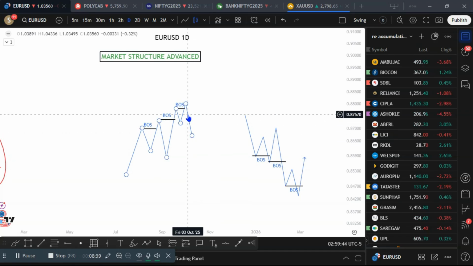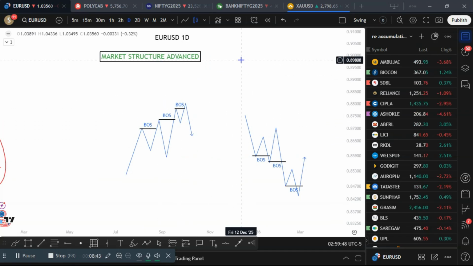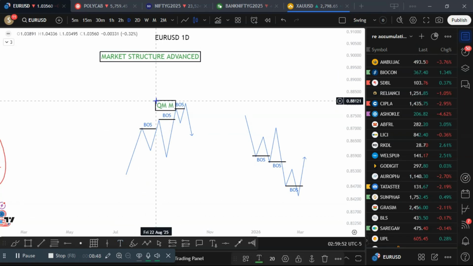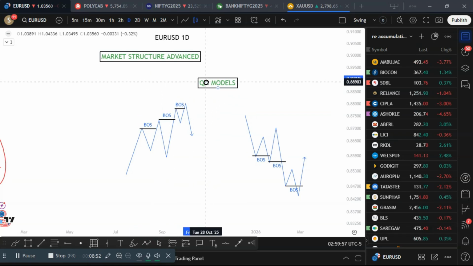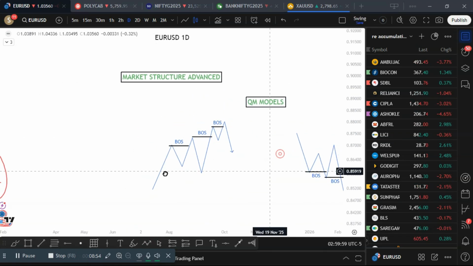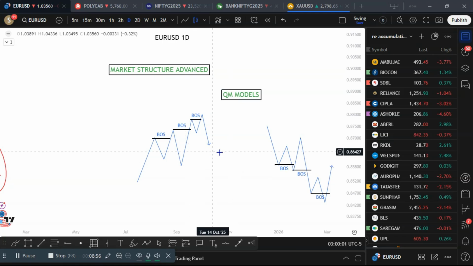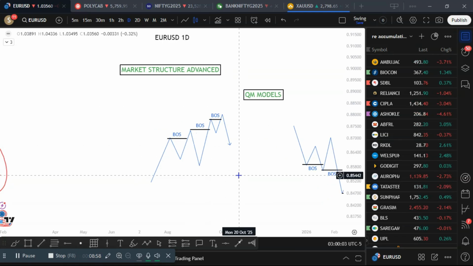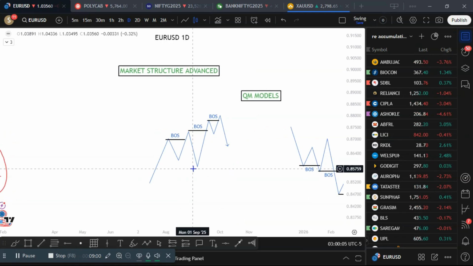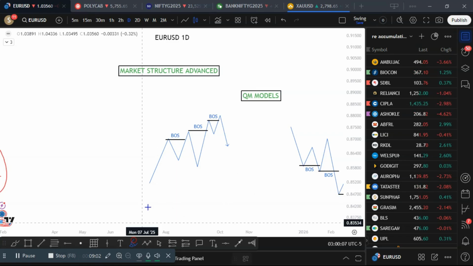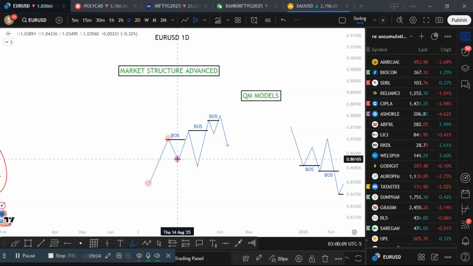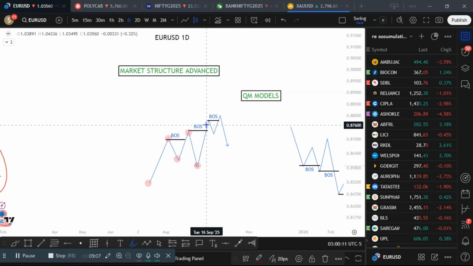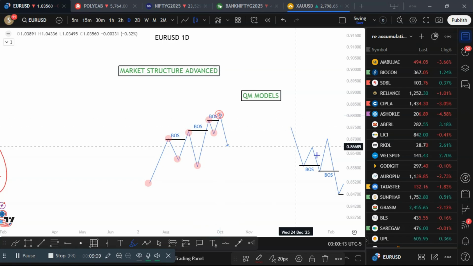And to remove that confusion, we need the proper understanding of market structure, advanced structure. Also we call it the QM models. This is the real study. Few people know about QMs. Very powerful. So as of now, we learned that whenever price breaks a swing point, it will take liquidity and that swing low becomes strong, right?